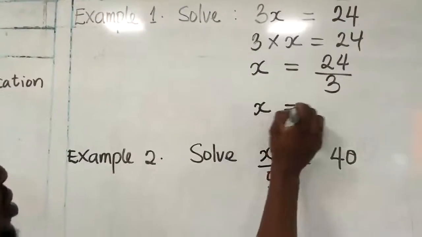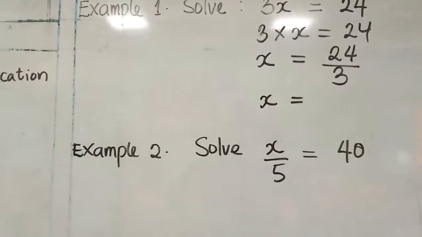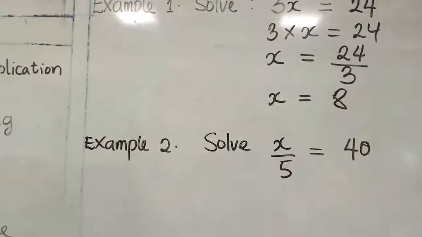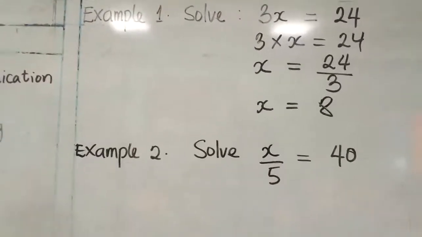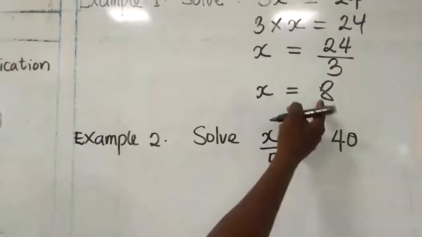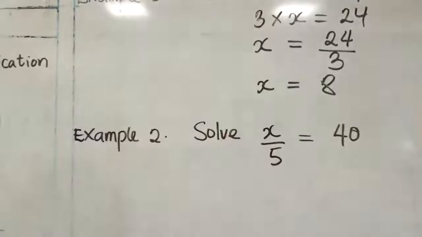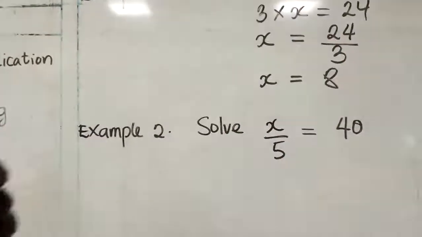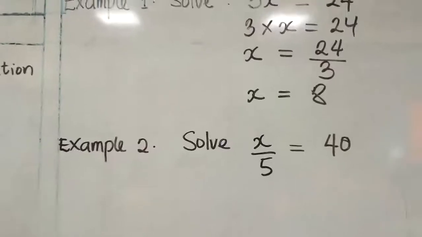When we divide 24 by 3, the answer is 8. Therefore, the missing number or the variable is 8. When we put 8 into 3 times x, which is 3 times 8, it gives us 24, which is true.